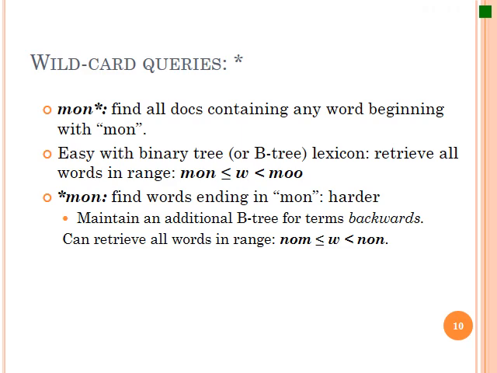But of course, you can build another B tree which is reversed. You can index from backward, and then you will still be able to answer such a query by just searching for this range, NOM to NON, where you just read it backwards, NON, and there you go. You can do this.